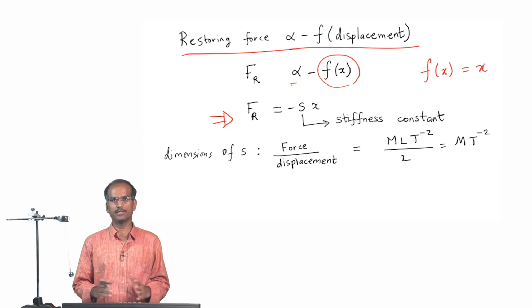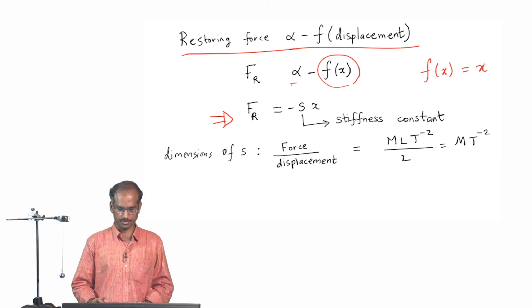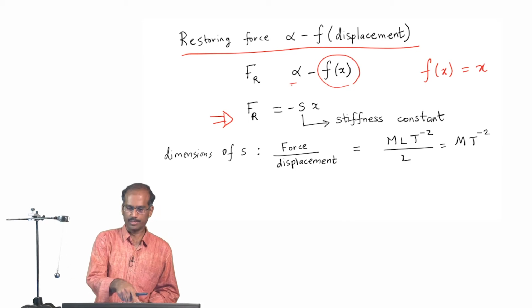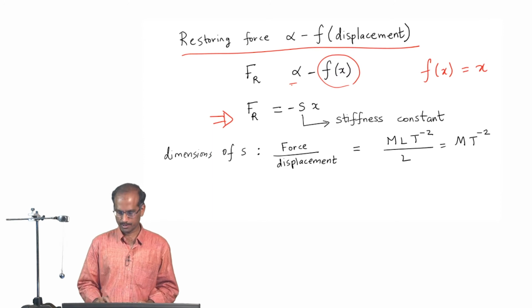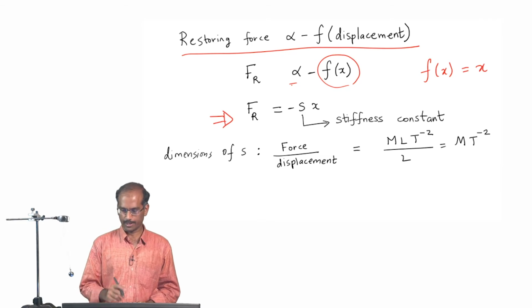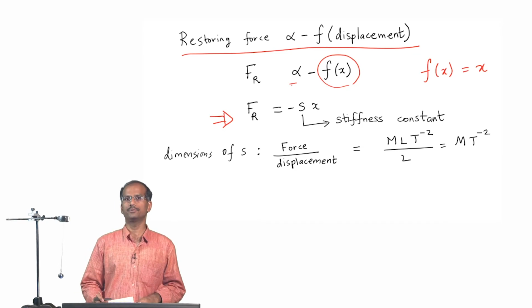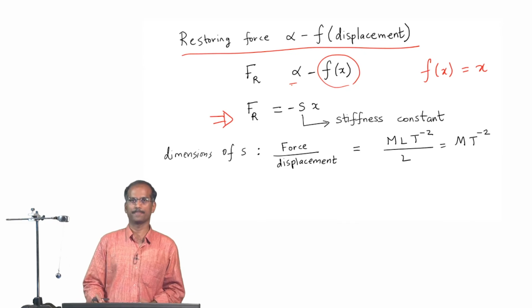Before we say anything about the stiffness constant, let us look at its dimensions. S is simply Fr divided by x. So, it should have the dimensions of force divided by displacement, and force is mass into acceleration. So, I have M L T to the power minus 2 divided by L. The dimensions of the stiffness constant S are simply M into T to the power minus 2.